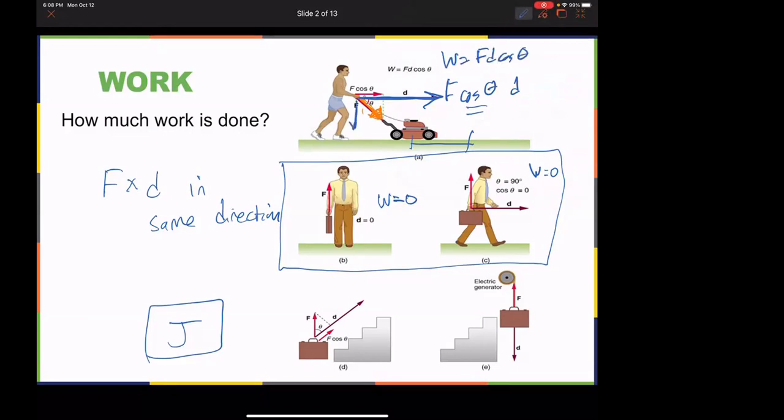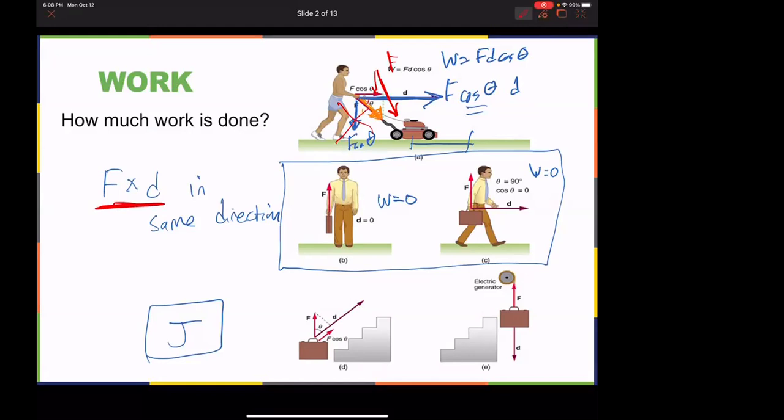He also has a Y component here. F sine theta, that does no work. No work is done by your Y component. So the steeper your angle, right? If your angle is steeper that you're applying a force, you have to apply a greater force to do the same amount of work because you're losing it to your Y component. So force and distance have to be in the same direction.